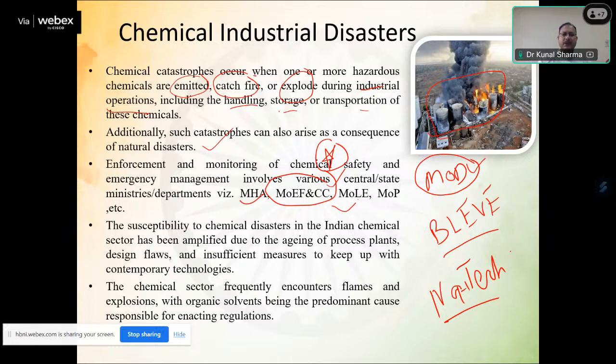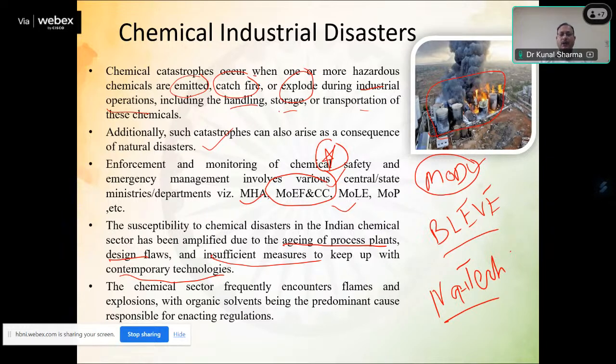Next, the susceptibility to chemical disasters in the Indian chemical sector has been amplified due to aging of process plants, design flaws, and insufficient measures to keep up with contemporary technologies. We are all witnessing that the plants and units were established in India 50, 60 years back. When we talk about the life or shelf life of any material or equipment, it is limited, say 10, 20, 30, or 40 years.